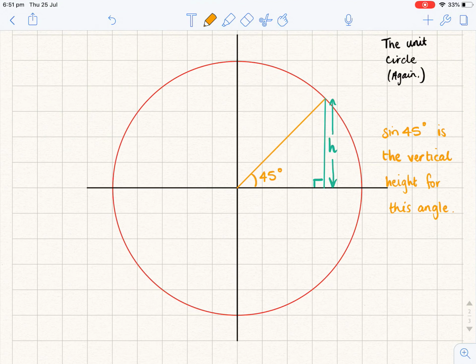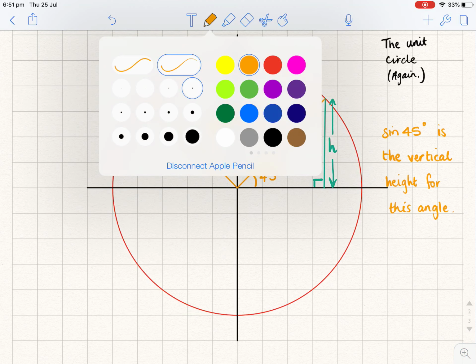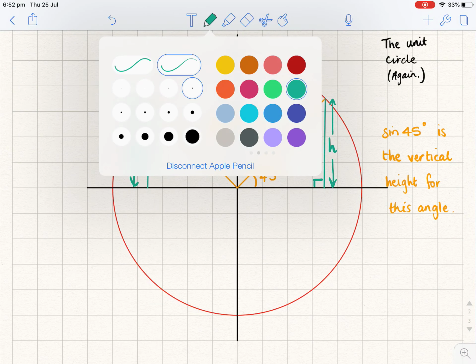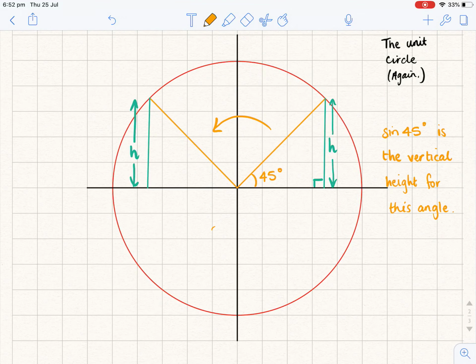So symmetrically, if I reflect across the y-axis, then there would be another angle over here that would end up with exactly the same height as sine of 45. Now with our angles, this isn't the angle of 45 degrees. We need to also take into consideration that if we start from the positive x-axis and go all the way around, this would be 135 degrees.